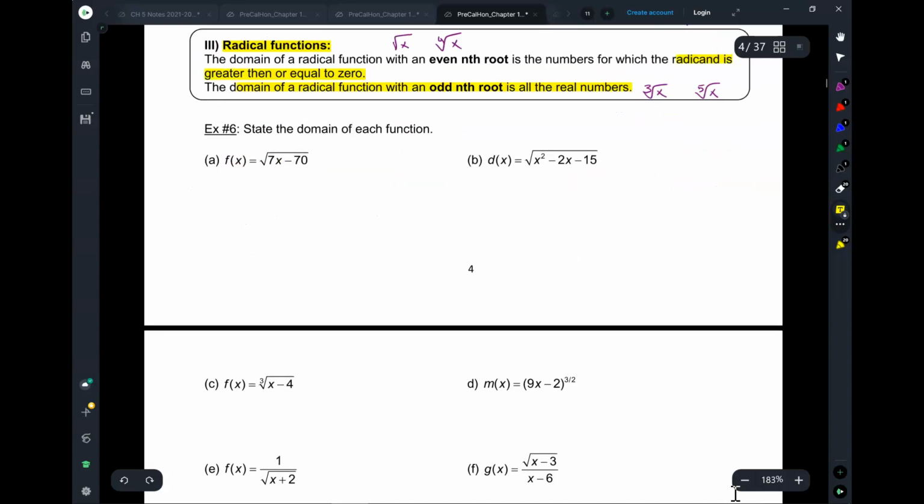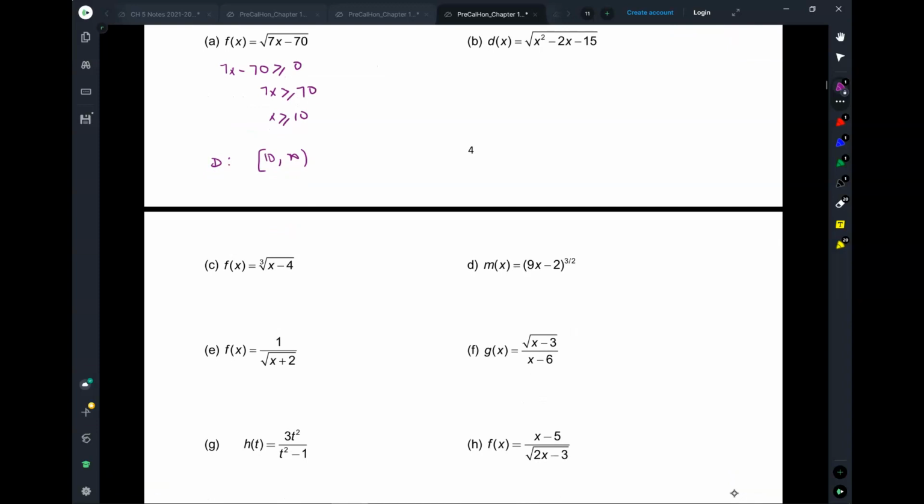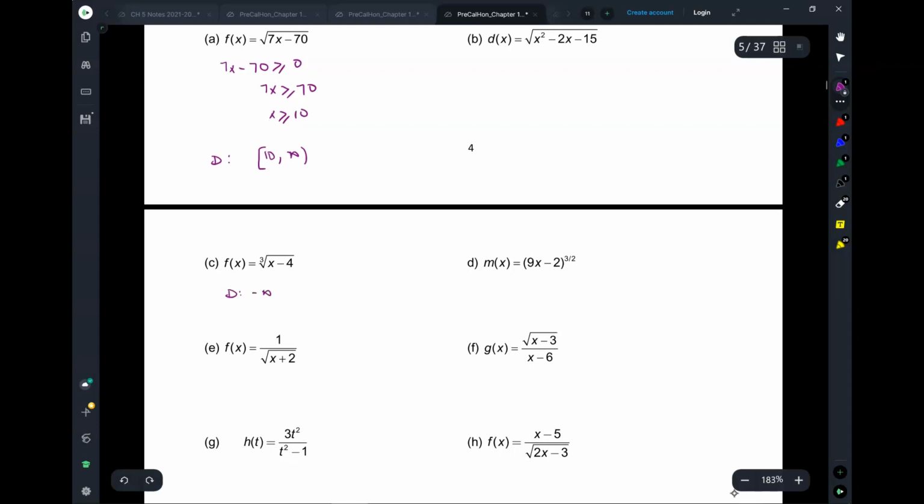Okay, so here we go. Even root. It has to be greater than or equal to 0. 7x greater than or equal to 70. x is greater than or equal to 10. So what's the domain then? 10 to infinity. Okay, let me do the next two and then I'm going to go back to B. What's the domain here? All real numbers.